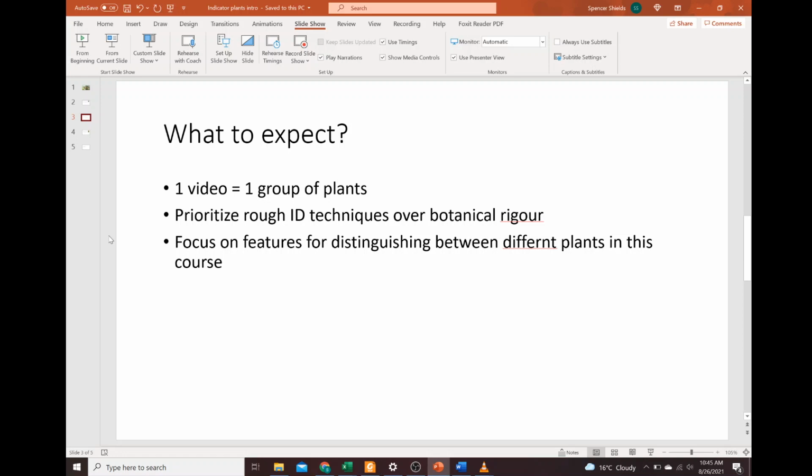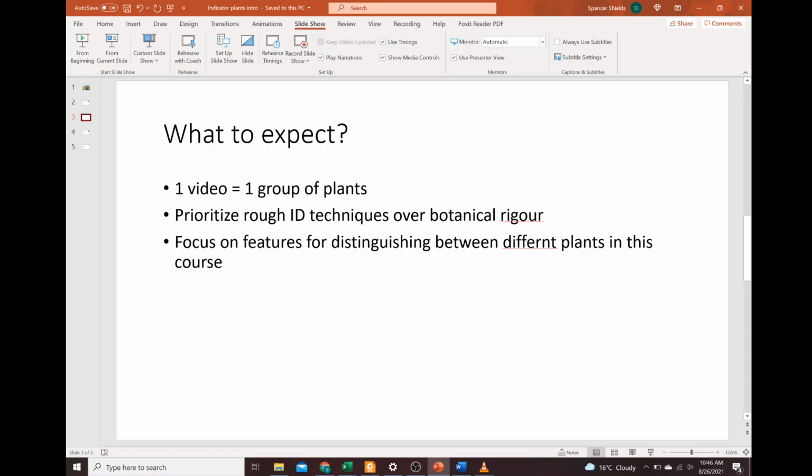One video will equal one group of plants for the course. These plants have been broken up into different groups based on similar characteristics. Often the plants will occur in similar places, or they'll look slightly similar, or they'll have certain similar botanical features. And how are we going to be doing this? We are going to be prioritizing basically just rough ID techniques over botanical rigor.